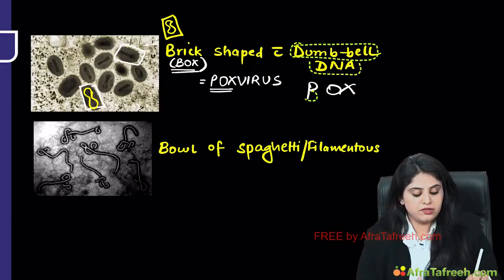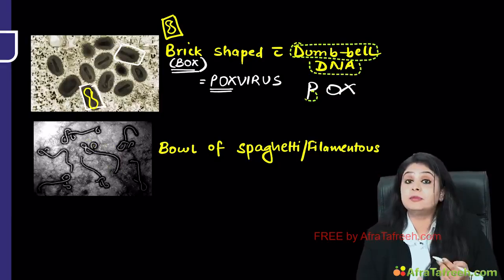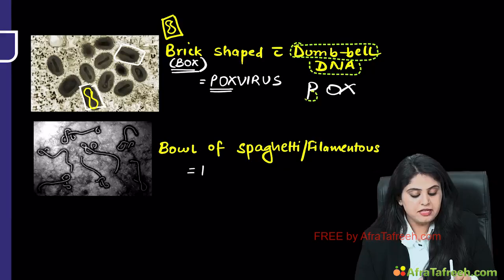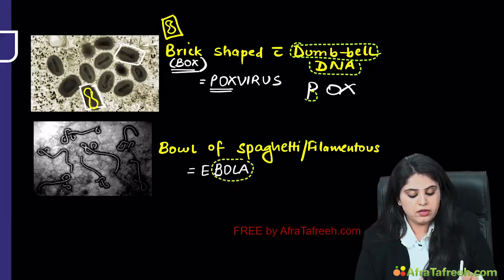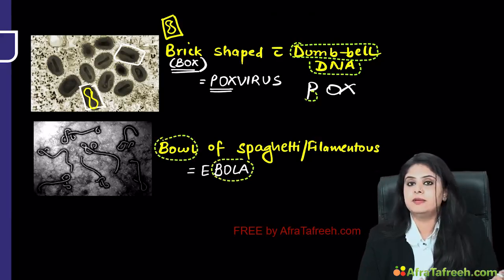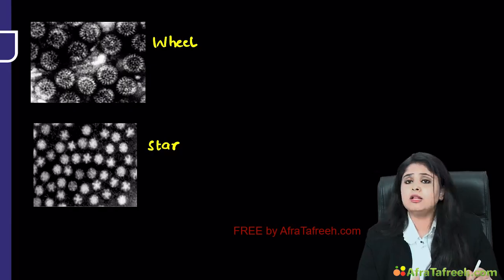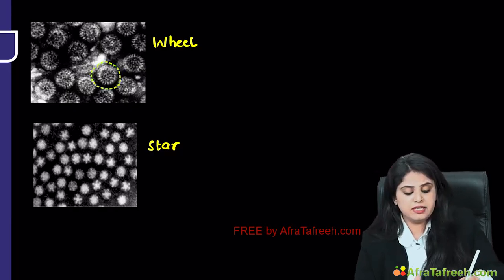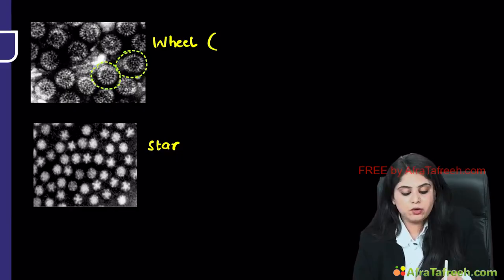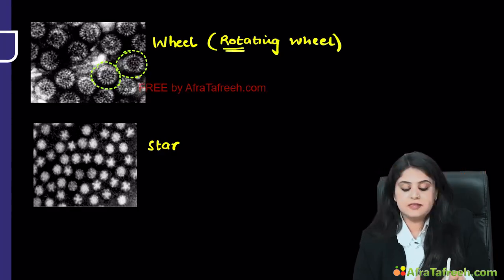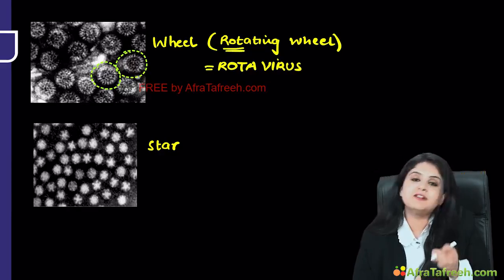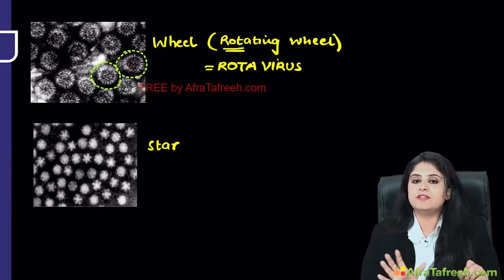Coming to the next one. What is this looking like? A bowl of spaghetti pasta. What is that virus? Ebola virus. Easy way of learning. Ebola is going to look like a bowl of spaghetti or filamentous. Coming to the next one. What is the one that is looking like a round wheel? So I have learnt it as wheel, or you can also learn it as the rotating wheel. And why did I say rotating wheel? Because that will remind you of rota. That is rotavirus. In fact, I'll tell you one very nice story for this. That way you will never ever forget.